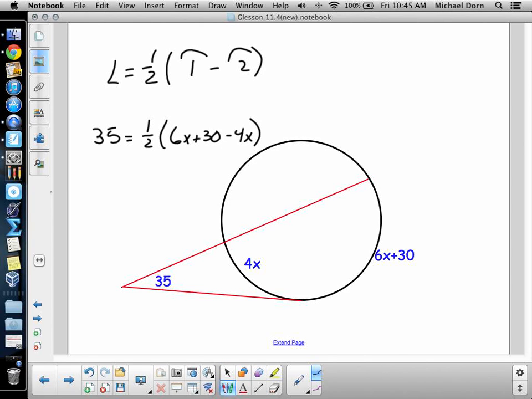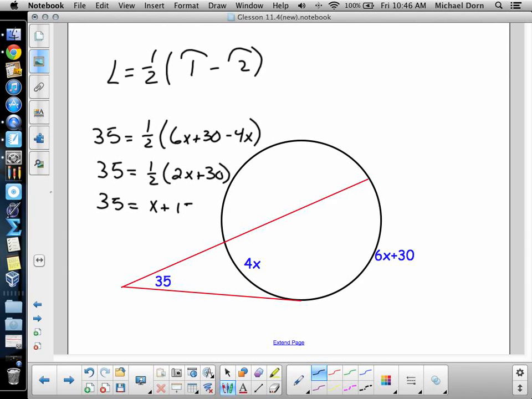So now we have to simplify this. The 6x minus 4x is 2x plus 30. Now I could multiply both sides by 2 or distribute the 1/2. Because they're both even numbers, distributing 1/2 is actually pretty easy. So half of 2x is x, half of 30 is 15, and then we just subtract 15, and I get x equals 20. And we can check our answer pretty easy. If x is 20, then this is 80, and 6 times 20 plus 30 is 150. 150 minus 80 is 70. Half of 70 is 35. It works.